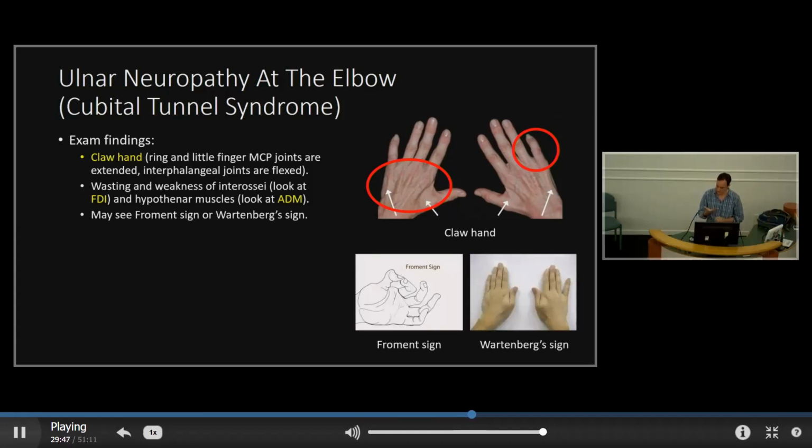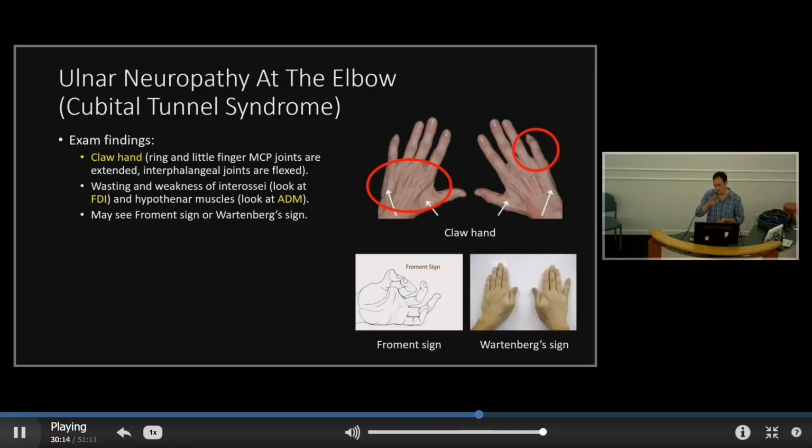Froment's sign. Their flexor pollicis longus, which flexes the thumb, is okay, but their interossei are messed up because it's an ulnar neuropathy, so they can't really do that with the thumb, so they compensate by using the flexion more to grab things. That's Froment's sign.